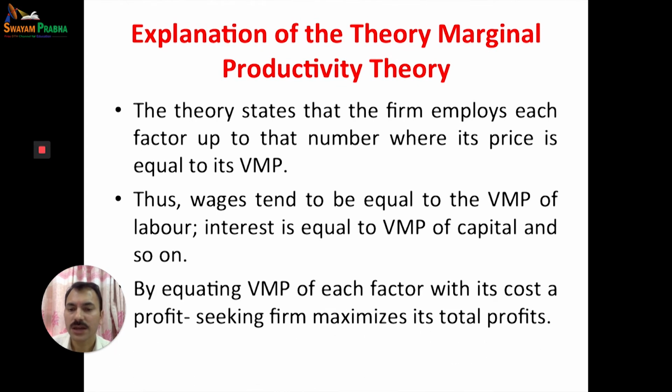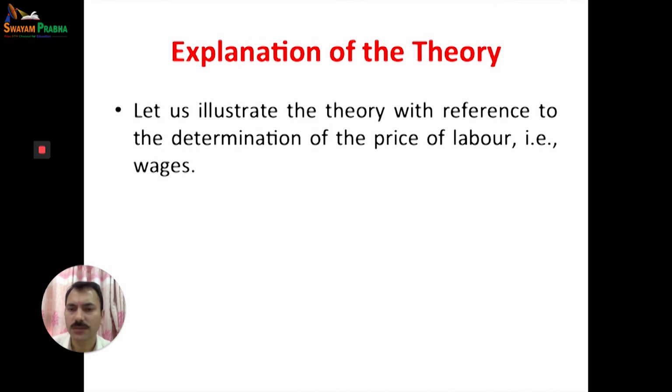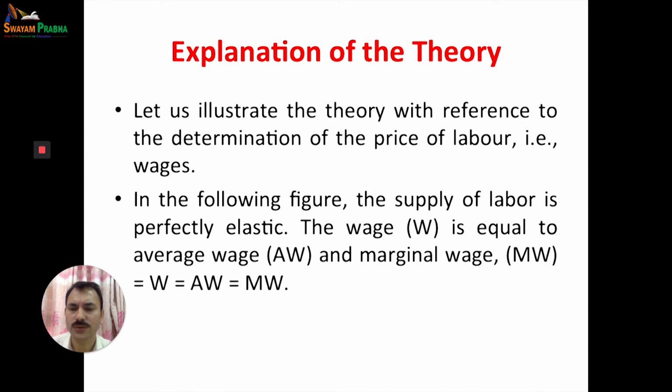So by equating the value of marginal product of each factor with its cost, a profit-seeking firm maximizes its total profits. We can explain this even through the diagram in the coming slide. With reference to the determination of the price of labor, wages, see the following figure. The supply of labor is perfectly elastic. We'll explain with the help of this diagram. The wage is equal to the average wage, AW, and marginal wage, MW. Under perfect competition, wage is equal to AW is equal to MW.